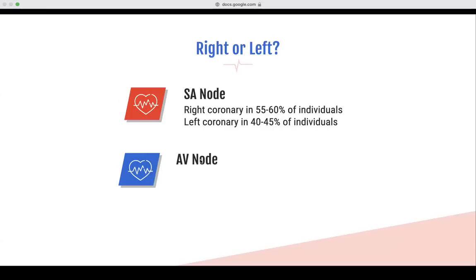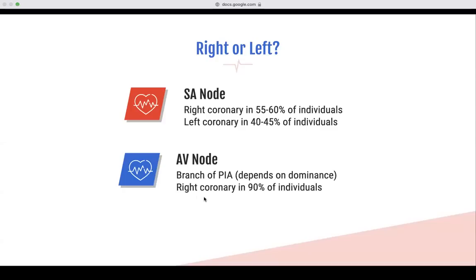So that's why most of the time it's supplied by the right coronary artery, because the branch that supplies the AV node comes from the posterior interventricular artery, and whoever supplies the posterior interventricular artery would be the supply for the AV node. And in 90% of the cases, it's the right coronary.